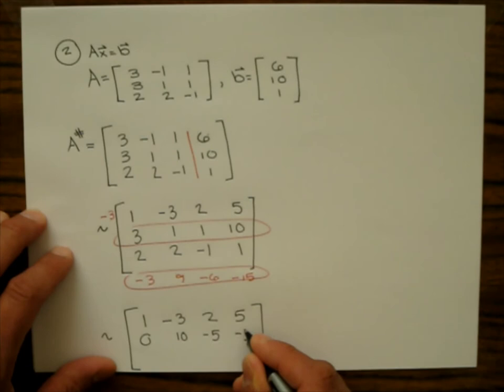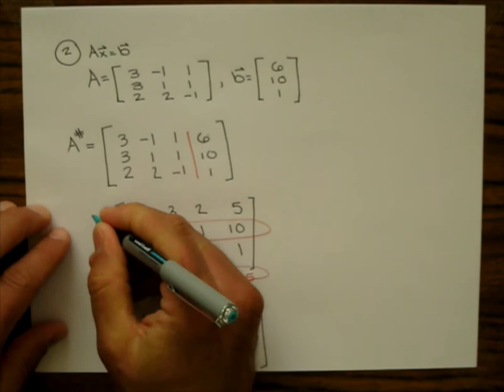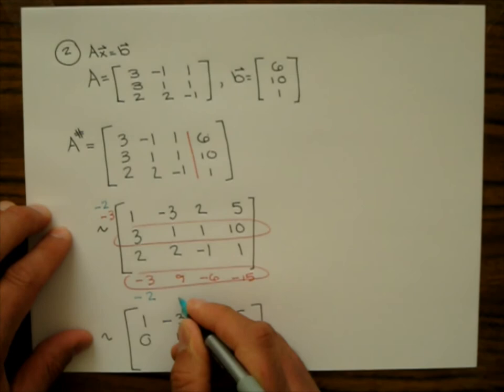Okay, so then what I'm going to do is I'm going to multiply row 1 by negative 2 to put a 0 there. So this is negative 2, positive 6, negative 4, negative 10.